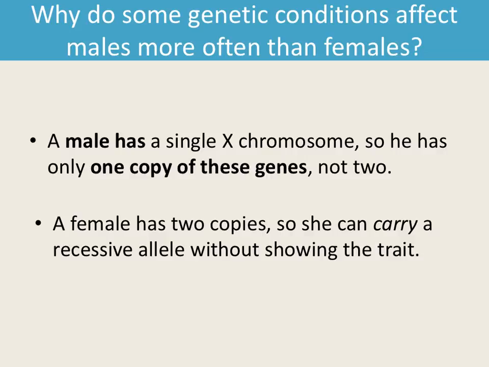So, why do some genetic conditions affect only males more often than females? And of course, that's Haldane's rule. A male has a single X, so he has only one copy of these genes, not two. The female has two copies, so she can carry a recessive allele without showing the trait. So, in the heterogametic sex, it acts just like a dominant allele, because it's actually on the sex chromosome. With a female, it doesn't.